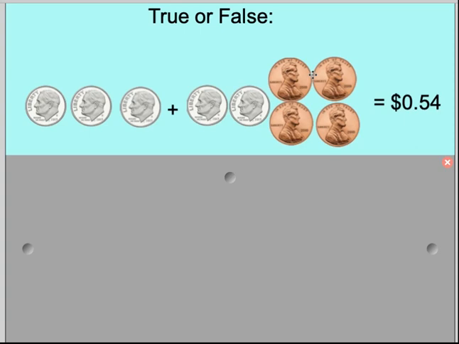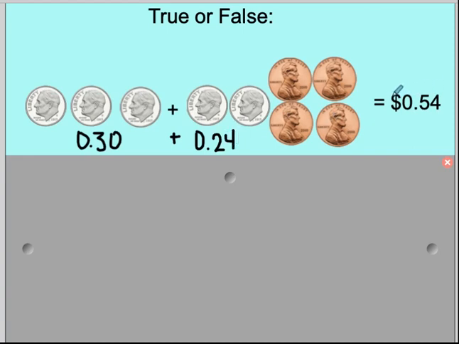All right, write it on your boards if you have a whiteboard and show your teacher, or do whatever your teacher is telling you to do. The answer would be true, because 3 dimes is the same as 30 cents, plus this is 20 cents right here, and obviously 4 cents, 24 cents altogether. So 30 plus 24 cents would make 54 cents.